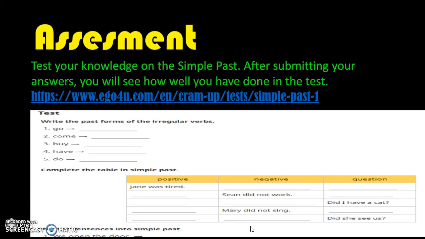Following, the assessment. The student tests the knowledge of the simple past, and after submitting the answers, they can see how well they have done in the test. Following this link, they can find an online test to practice and submit, and see the score and the level of the lesson learned.